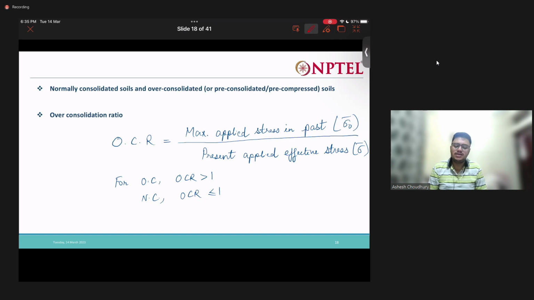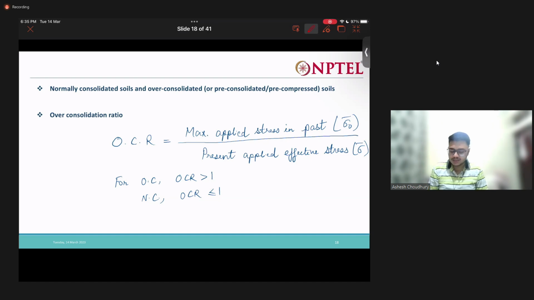That soil means that, say initially there was a soil which was under 100 kPa stress. Then say you remove 75 kPa stress, so now the soil is under 25 kPa stress. So before, in its life history, it was under 100 kPa stress, and now it is under 25 kPa stress. The stress has been released now, so that is my over consolidated soil.